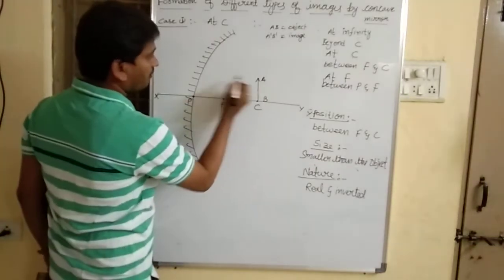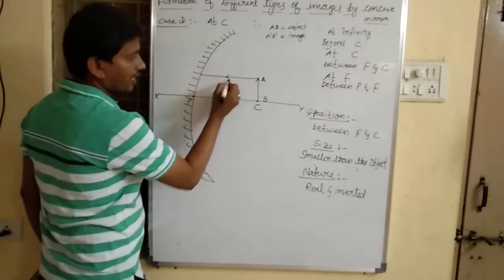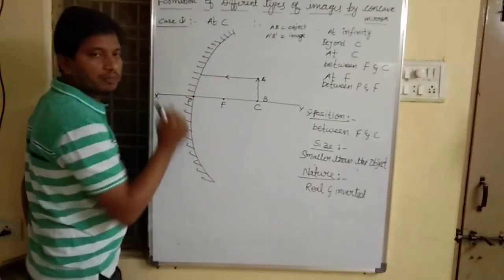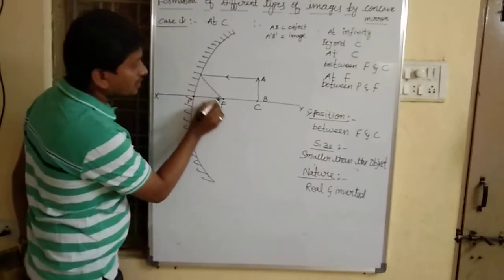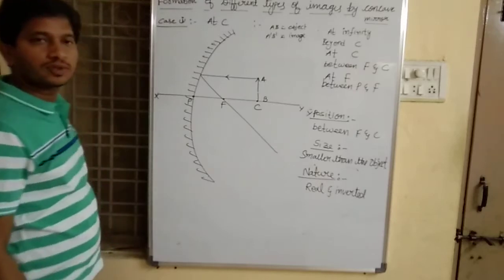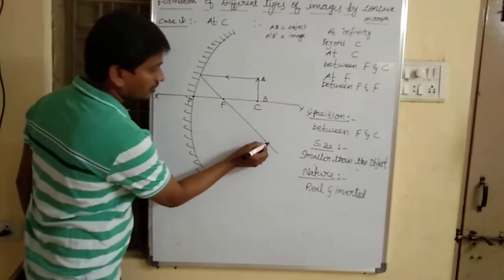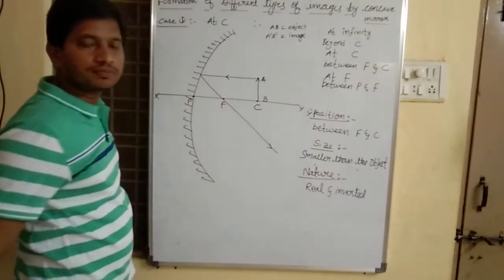This is our first ray, which is coming from point A. A ray of light which is parallel to the principal axis of a concave mirror, after reflection, must pass through the focus. This is my first incident ray and first reflected ray.